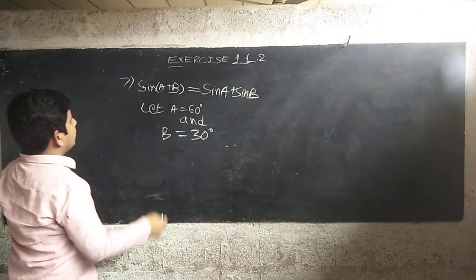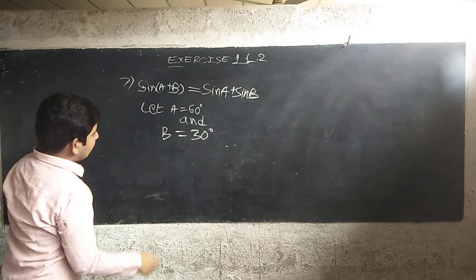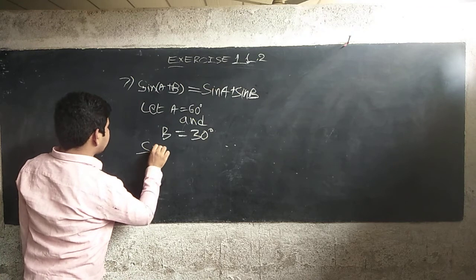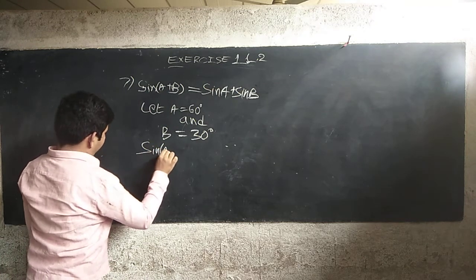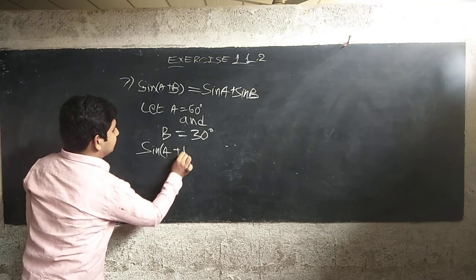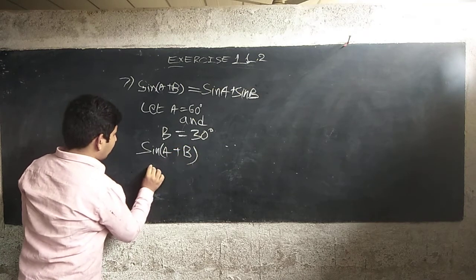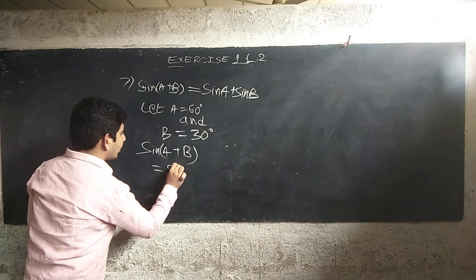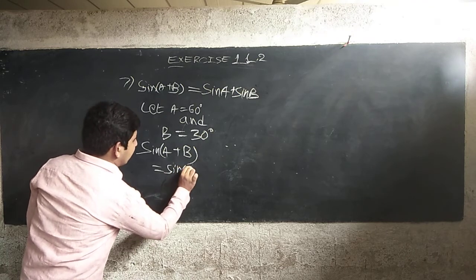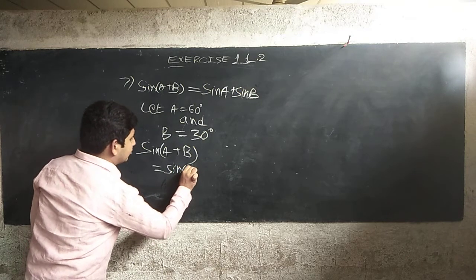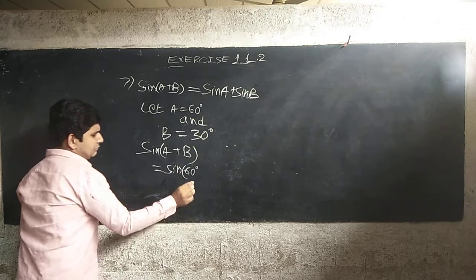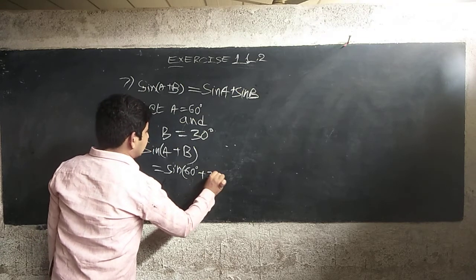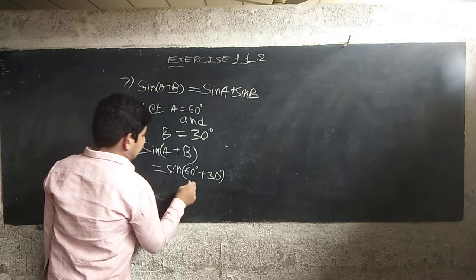Now take the LHS value. Find A plus B by substituting the values: 50 degrees plus 30 degrees. Now sin of (50 plus 30) equals what?